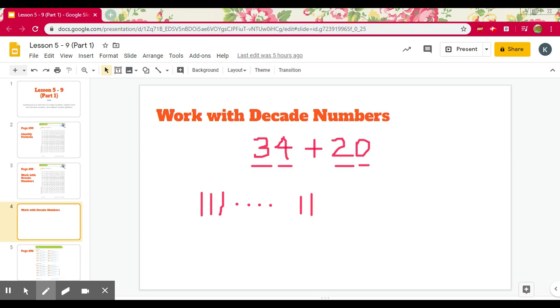Let's count by tens to total up the value of each 10 stick. 10, 20, 30, 40, 50. And let's count on from there. 51, 52, 53, 54. 34 plus 20 equals 54.